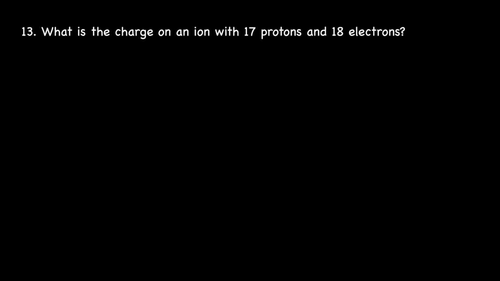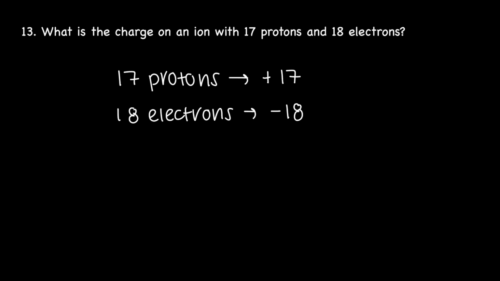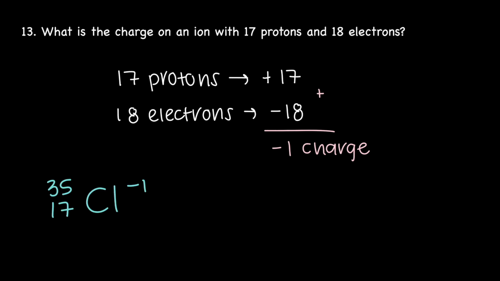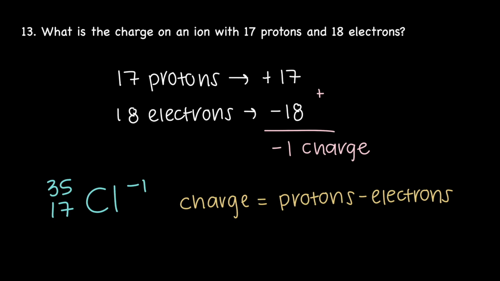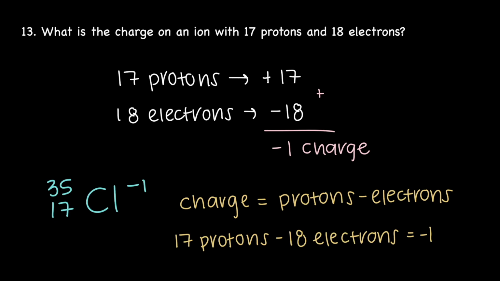Question 13. What is the charge on an ion with 17 protons and 18 electrons? Compare the positives and negatives. Protons plus 17. Electrons minus 18. 17 minus 18 equals -1. This is a chloride ion with a 1- charge. We can also calculate the charge with the equation charge equals protons minus electrons. 17 protons minus 18 electrons equals -1.